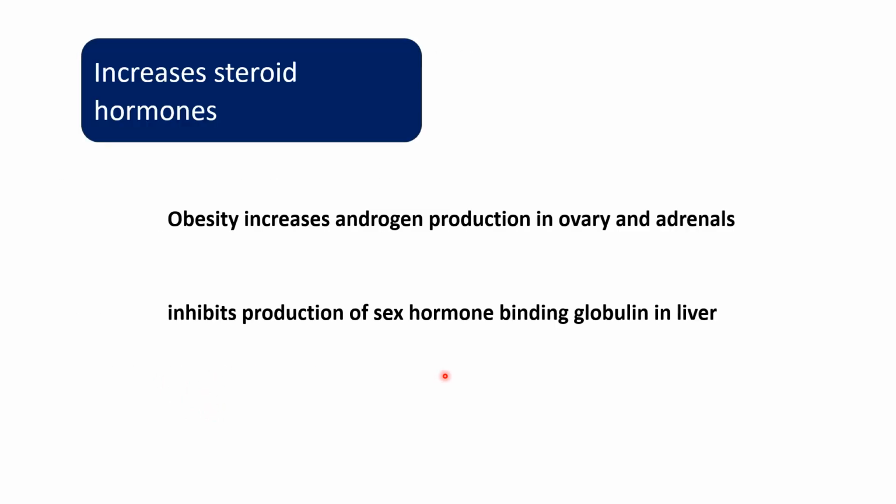The steroid hormones regulate growth and differentiation in many organs, including breast and uterus. Obesity increases androgen production in ovary and adrenals. It also inhibits production of sex hormone binding globulin in liver. As a result, there is increased level of estrogen.